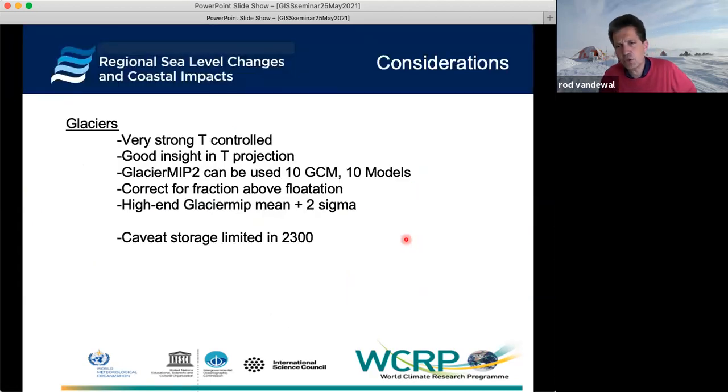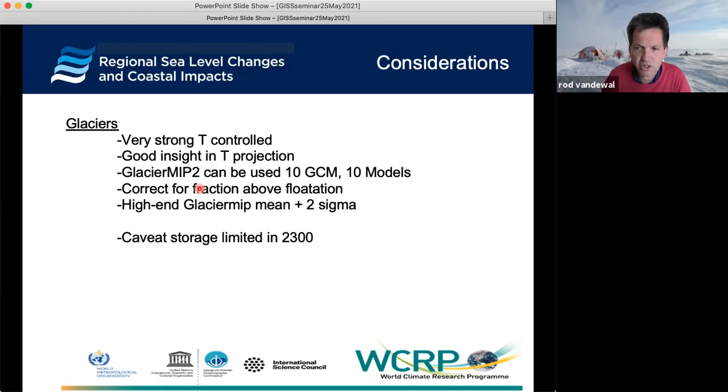So if we go to the different components of sea level rise, and we make the considerations which are relevant for the high end in particular, and we look first at glaciers, we argue that the glacier contribution to sea level rise is very much temperature controlled. And we have pretty good insight in temperature projections relative to all the uncertainties in the Antarctic processes. And in the GlacierMIP experiment, from the paper by Marzeion et al., they have 10 different GCMs, 10 different models, and that provides you with a reasonable estimate of the high-end glacier contribution to sea level rise.